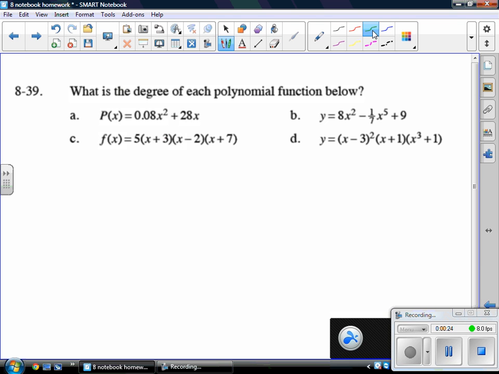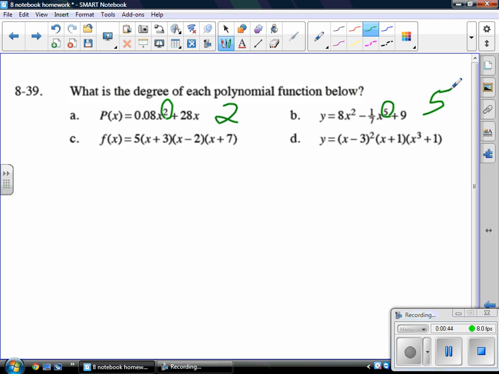Okay? So in the first one, in A, I can see the largest number is a 2, so my degree is going to be a 2, which would make it kind of like a parabola. In B, my highest exponent is actually not in the first spot, but it's 5. It's x to the 5th power, so my highest degree is a 5.